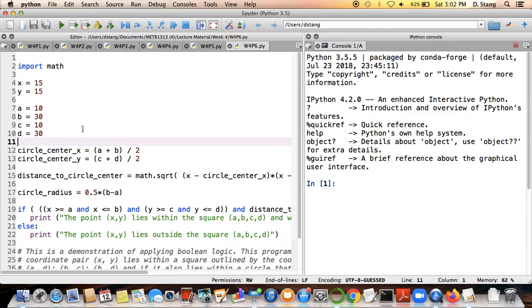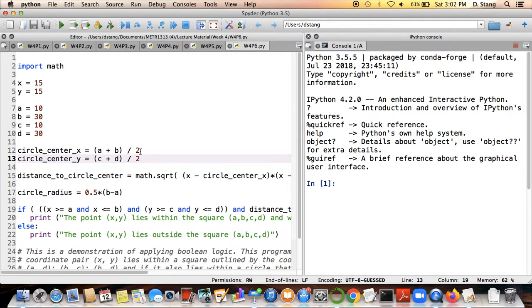If we want to find the center of our square, we take the two x values in question, which are represented as a and b, add those together, and divide by 2, and that will tell us the x coordinate for the center of our square. If we do the same thing for the y coordinate, this time with c and d, add those up and divide by 2, that will tell us the y coordinate for the center of our square. If we do this calculation, we get 10 plus 30 divided by 2, which is 20. And we get the same exact result since c is equal to a and d is equal to b: 10 plus 30, which is 40, divided by 2 is 20.